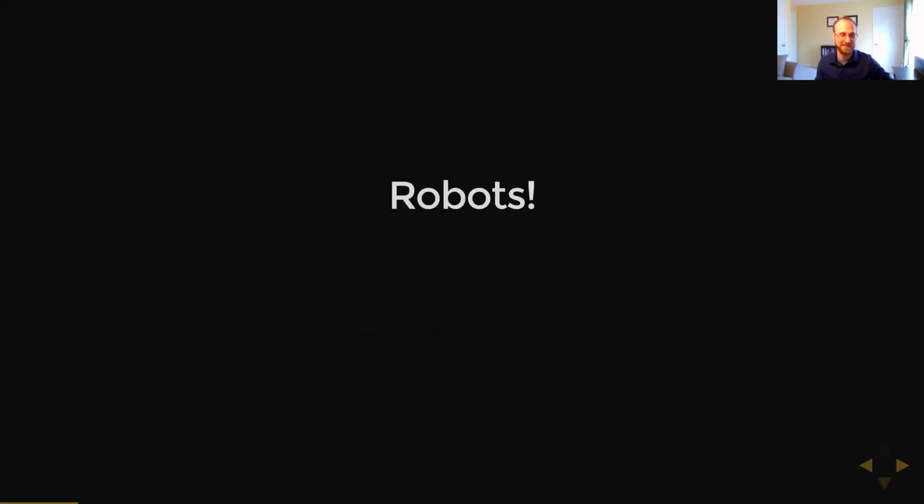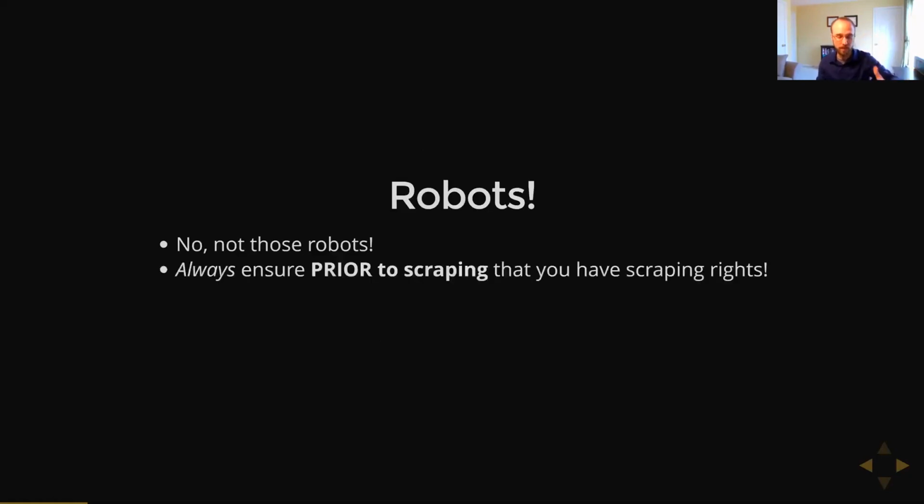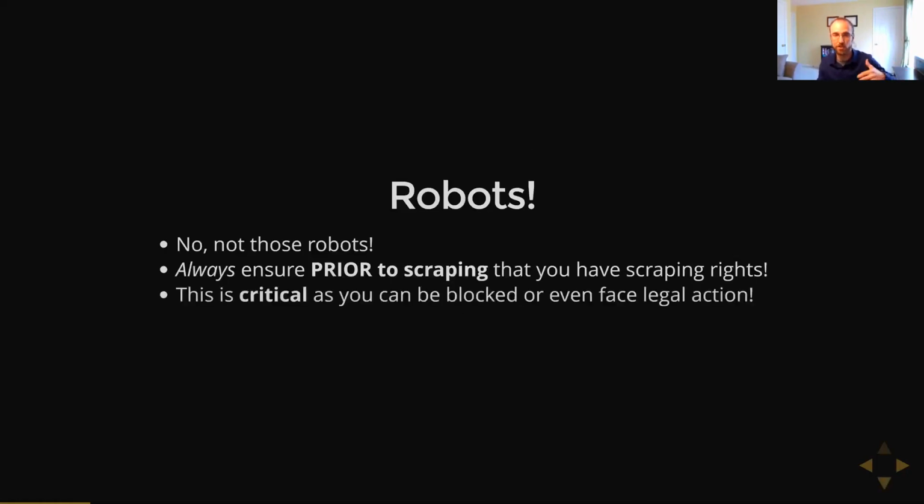Now we'll talk about some robots. Right? Who doesn't like robots? Well, unfortunately, it's not those kinds of robots. So why am I talking about this? Well, essentially every web page has a robots file. And what it does is tell you if you have the right to scrape that site. Some sites explicitly say you cannot scrape. Others say it's fine. Others will also say you can scrape portions of their website, but maybe not all of it. So it's critical that you always check this prior to scraping.